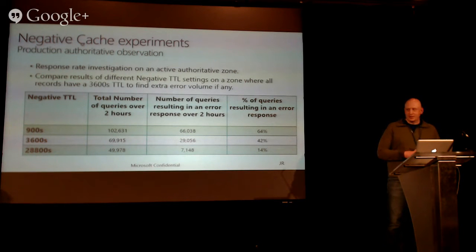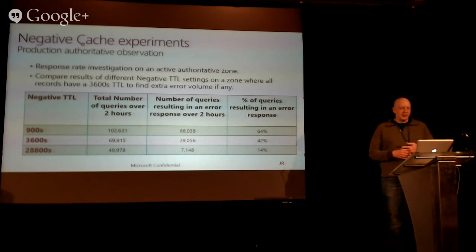And it turns out that they do. We see a higher percentage of the responses for 15 minutes than at 8 hours. At 8 hours, it's caching. Downstream resolvers are caching the negative answers for a lot longer, whereas the authoritative server is getting hit more often when you have the lower TTL value there. That's what we expect to happen, so that's a good thing.